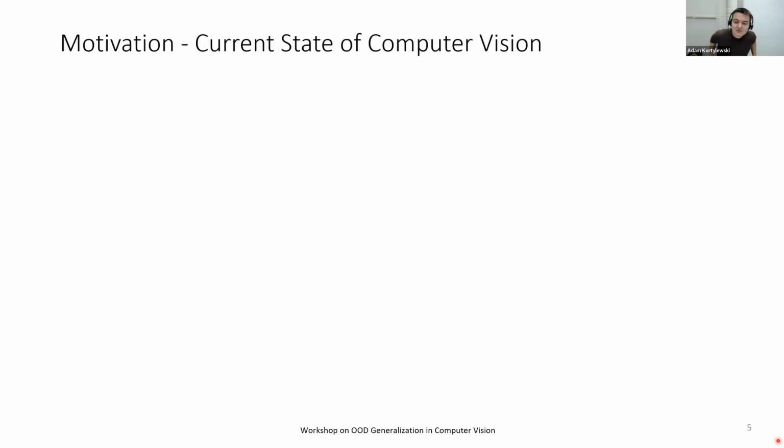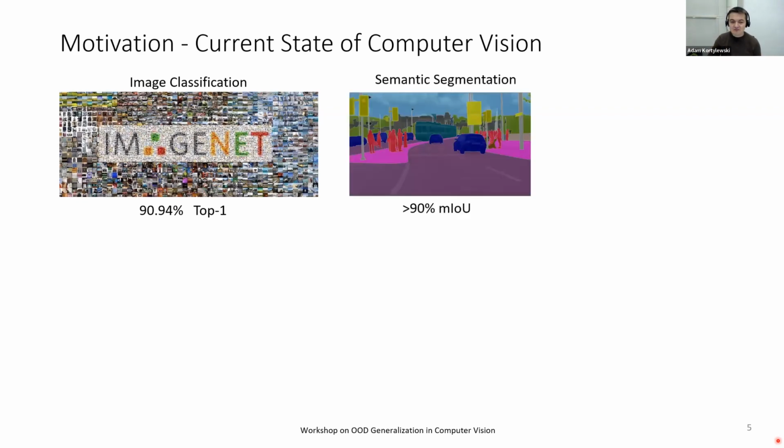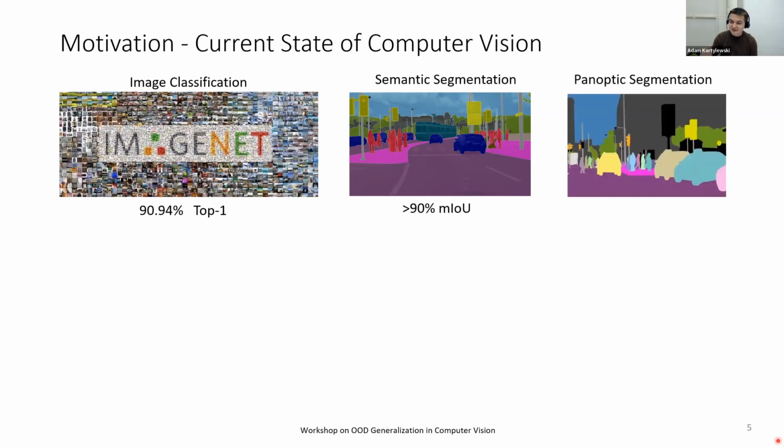Now, let me start with the motivation for this workshop. When we look at the current state of computer vision, we actually achieve pretty high performance across a wide variety of tasks. On image classification, the challenging ImageNet data set, we are far beyond 90% by now. Semantic segmentation, a really challenging computer vision task for decades, is right now almost solved, at least on data sets.